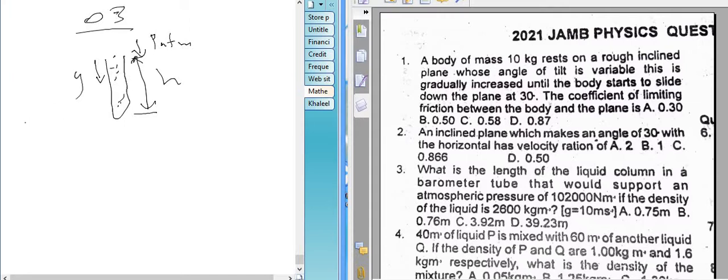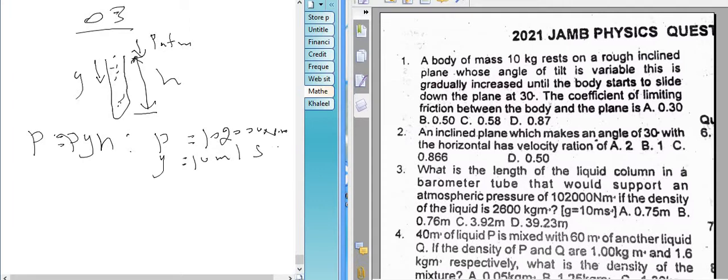So now from the density experiment of pressure, we know that pressure is equal to rho g h, where rho is the density, g is the acceleration due to gravity, and h is the height. In this case, we have to find the height because we have the data. We have the pressure, and the acceleration due to gravity is always approximately 10 meter per second squared, which is a constant. So let us make the height the subject of the formula. By dividing both sides by the coefficient of the height, that is rho g, the height is equal to pressure over density times acceleration due to gravity.